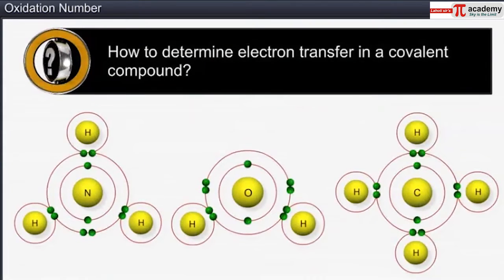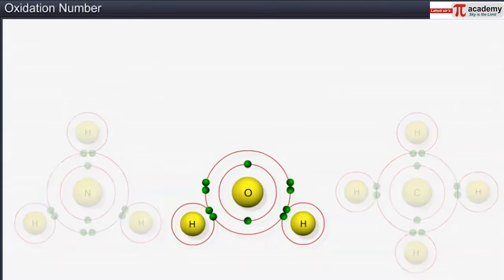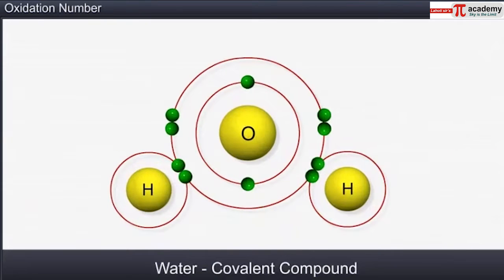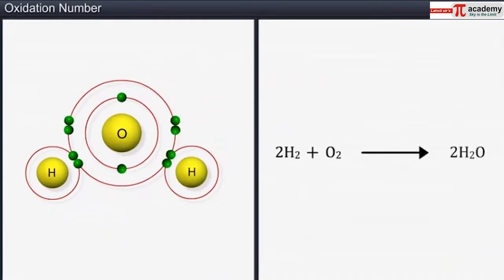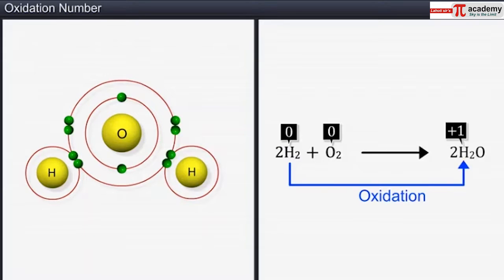But how does one determine an electron transfer in the formation of a covalent compound like water? In the formation of water from its elements, we can assume that hydrogen and oxygen atoms are undergoing a change from neutral state to positive and negative state respectively. This we can predict is due to the transfer of an electron from hydrogen to oxygen.